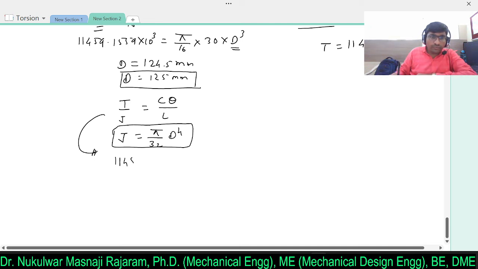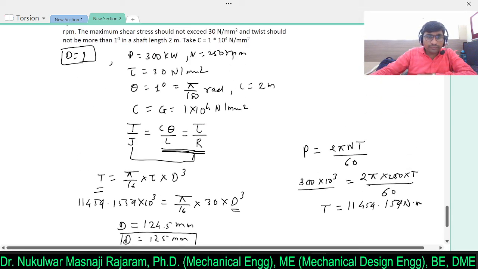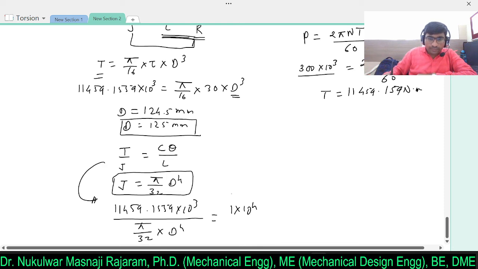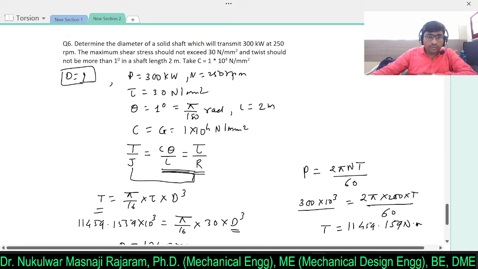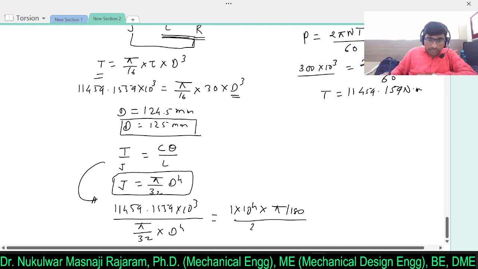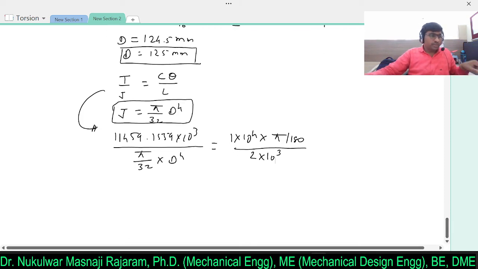So if you put this value over here in this equation, then the value for the torque is 11459.1559 into 10 raised to 3 divided by pi by 32 into d raised to 4 equal to, value for C is 1 into 10 raised to 4. Am I right? Yes, 1 into 10 raised to 4, into theta, which is pi by 180, and length is given as 2 meter, so again I will consider it in mm, 2 into 10 raised to 3. In this expression, if you observe, the only unknown is the diameter. Clear? So if you solve this equation, it is near about 107.5 mm. The diameter will be 108 mm.